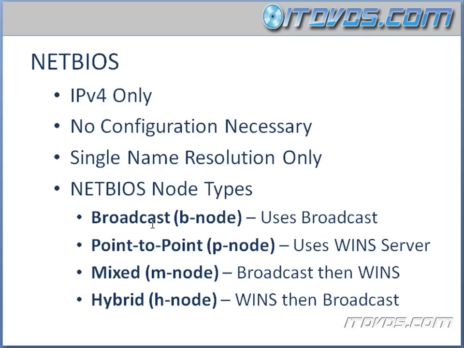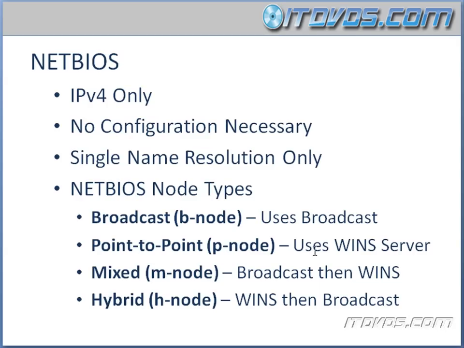If your computer is configured as a B node, then Netbios is going to use broadcast only to try to find our names to IP addresses. And broadcasts are generally considered bad because they create a lot of traffic on the network and are not very secure if we're broadcasting out all the information on the network. Meaning if we're trying to resolve a particular name to an IP address, we broadcast it out and everybody gets that broadcast. So that's generally considered not very secure.